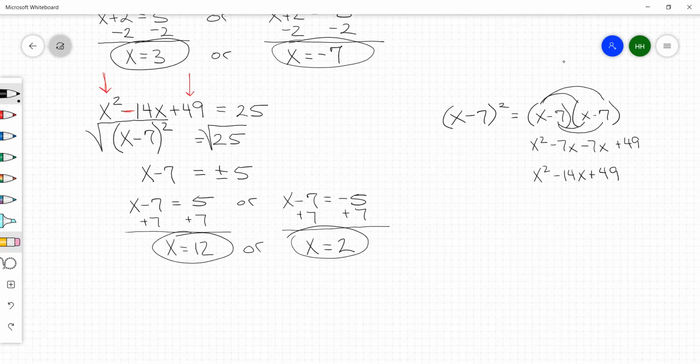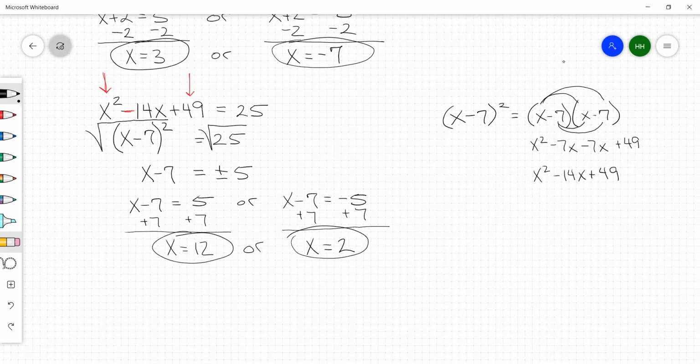If it's 13, then it's not going to be a 49 at the end. If the first term's a perfect square and the last term is a perfect square, what's in between them is going to be the right number.